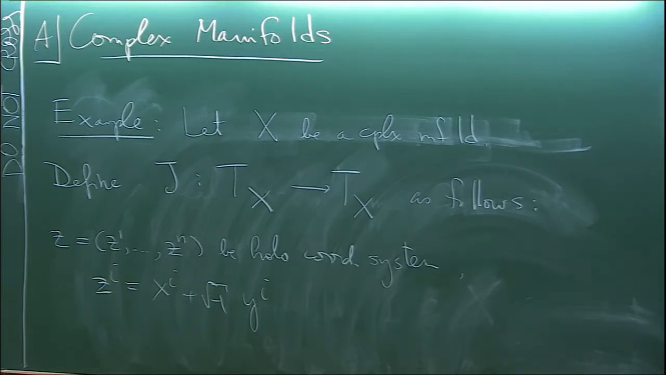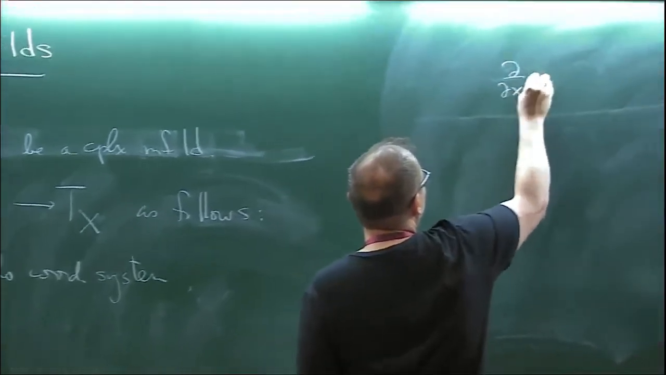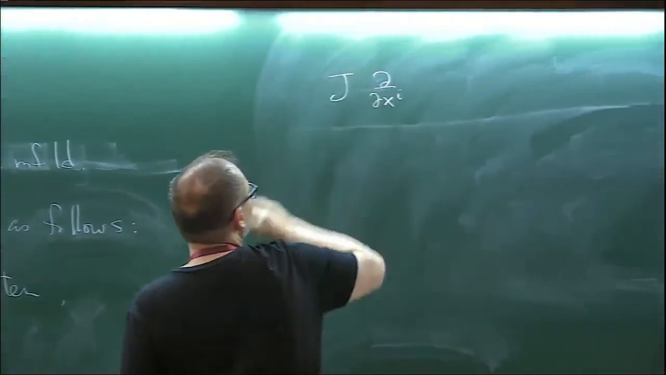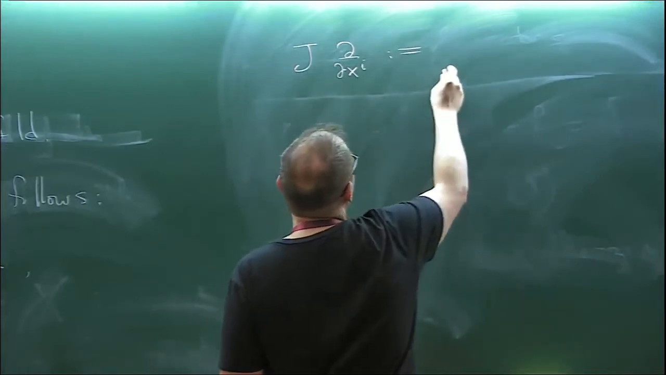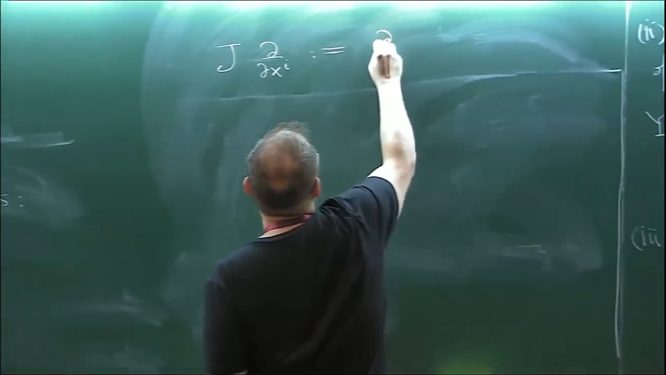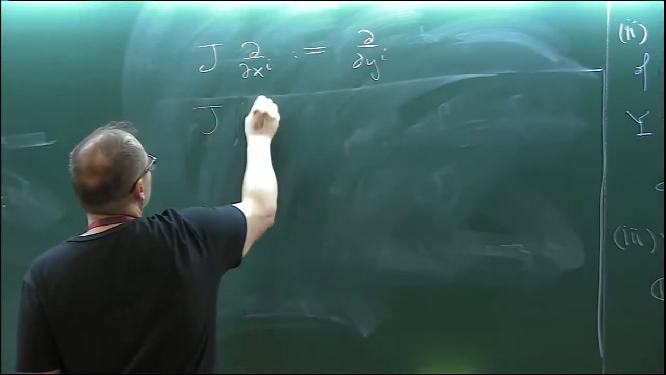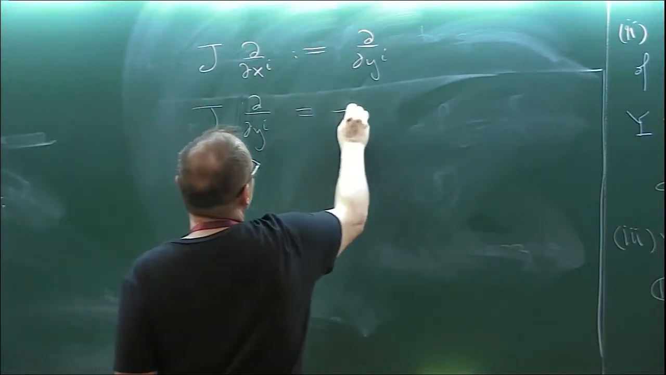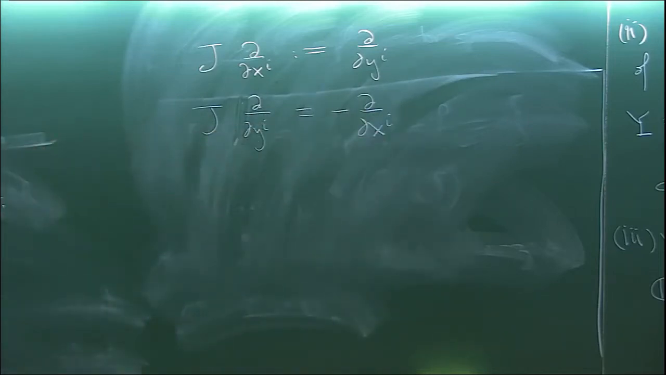Okay, so then what I'm going to do is look at the tangent vector d by dxi, and I'm going to apply J to that. This is how I'm going to define J. J of this vector will be d by dyi, and then J of d by dyi is negative d by dxi. So this is a linear map defined on the fibers of Tx in terms of a holomorphic coordinate system.